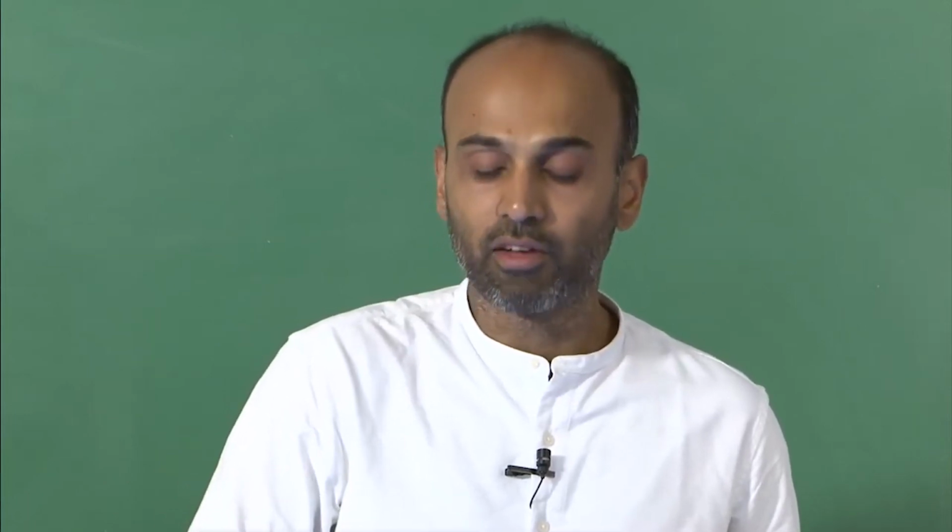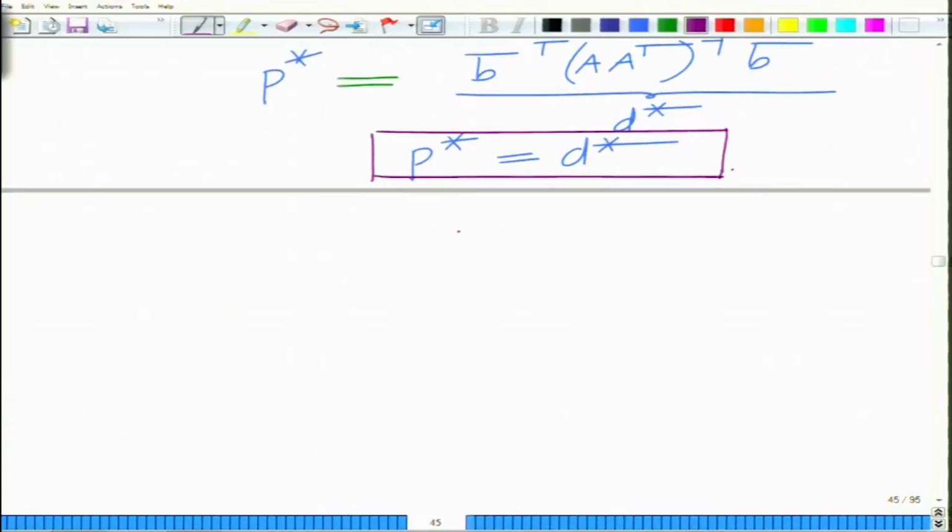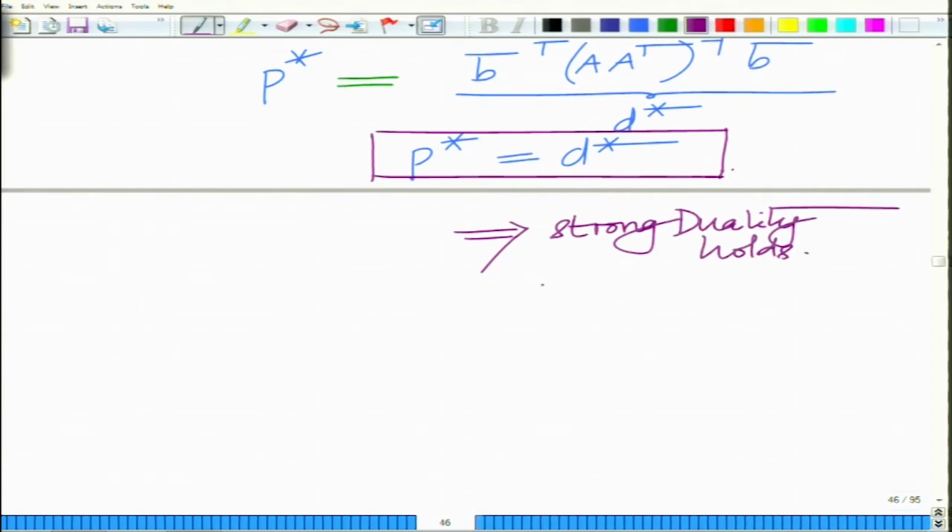And in this case, we have P star equal to D star, and therefore strong duality holds. The optimization problem is convex, and that is what we have said: for a convex optimization problem, typically strong duality holds. So P star equal to D star implies that strong duality holds, and that is what we have already seen for this optimization problem. Okay, so this is one of the simplest and the most elegant optimization problems, that is, the minimum norm problem.